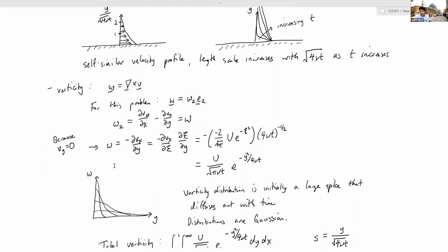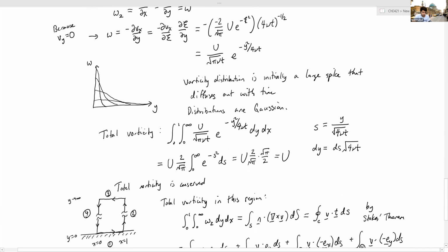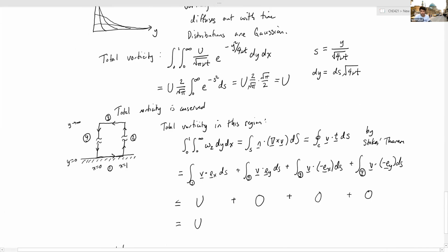And another question that I had was, when we're taking the line integral for our control surface, why are we saying that b dot negative ex is equal to 0? You mean for this third one right here? Right. Because the velocity is equal to 0. There's no velocity at y equals infinity.